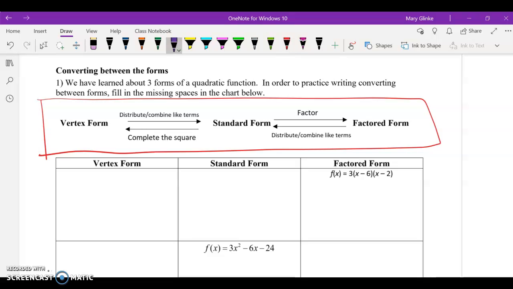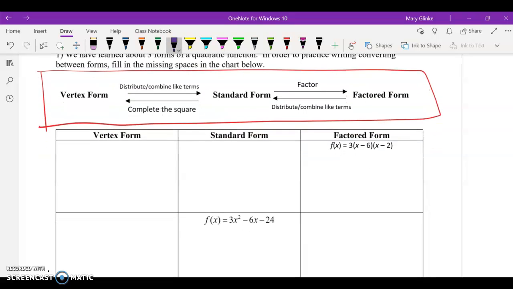So let's take a look at this first example here. It is in factored form, and we want to go to the other two forms. So in order to go from factored form to standard form, we're going to distribute. So I'm going to go ahead and distribute the two binomials to each other. I'm going to leave my coefficient out in front. The reason why I leave it out in front is because now, after I've distributed those, I can then distribute my coefficient. And I'll get f of x equals 3x squared minus 24x plus 36.